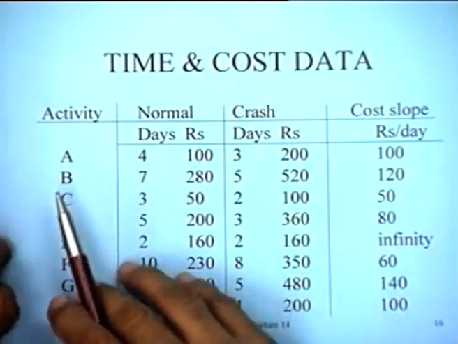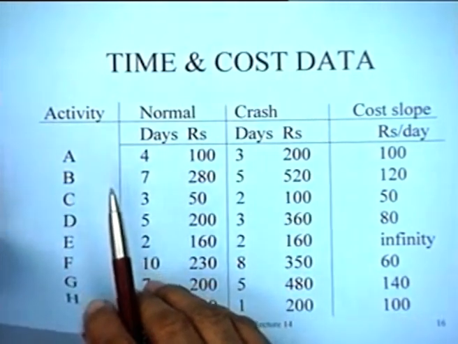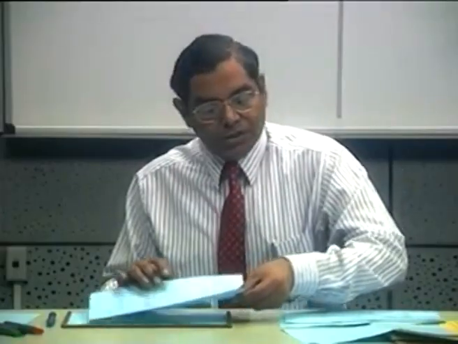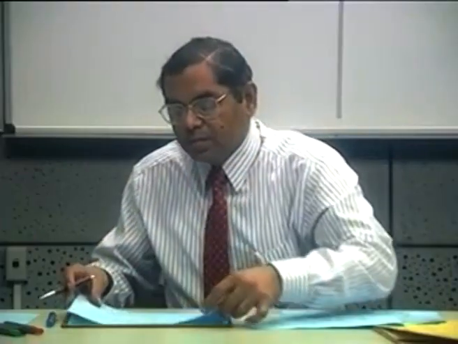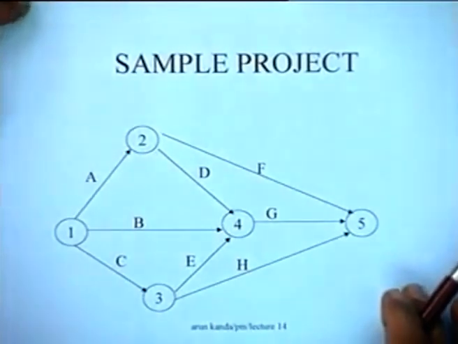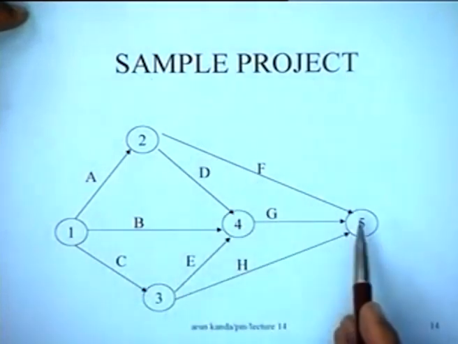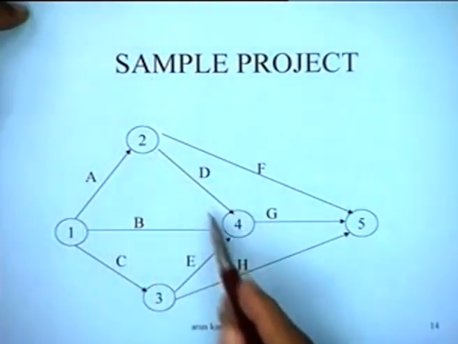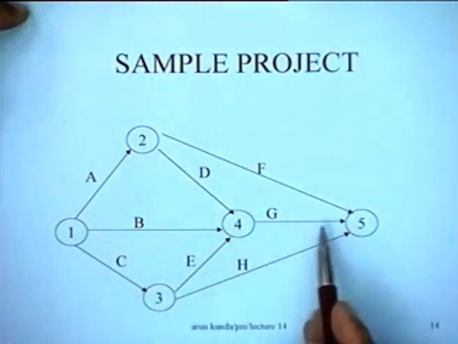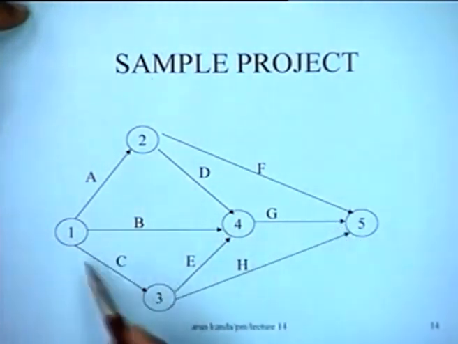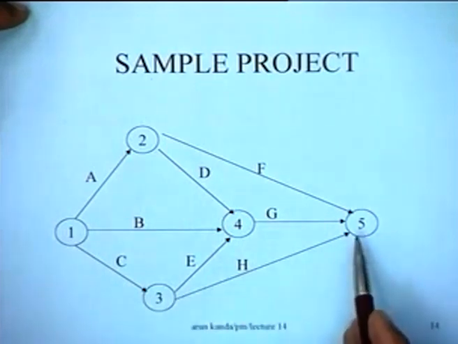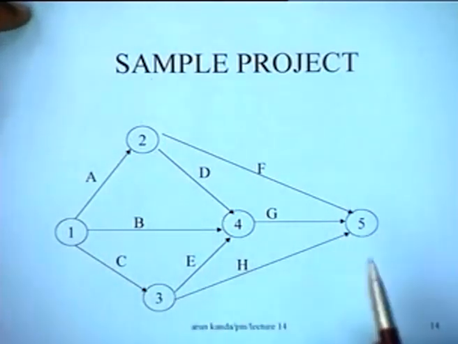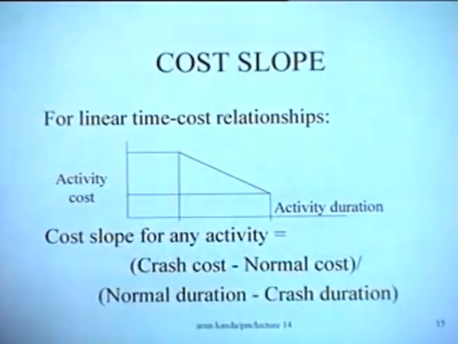Now let's see how exactly we could organize our computations. We have this particular project network. Basically we have to keep track of all the paths. So which are the various paths? AF is a path, ADG is a path, BG is a path, CEG is a path, and CH is a path. These are the various paths in the project, all the paths. You can easily identify them.